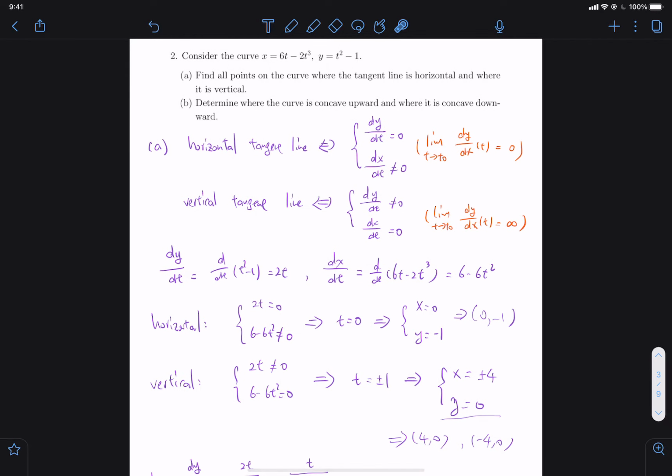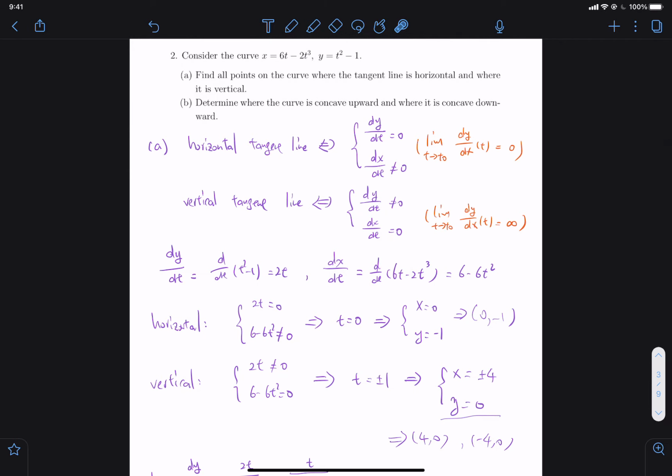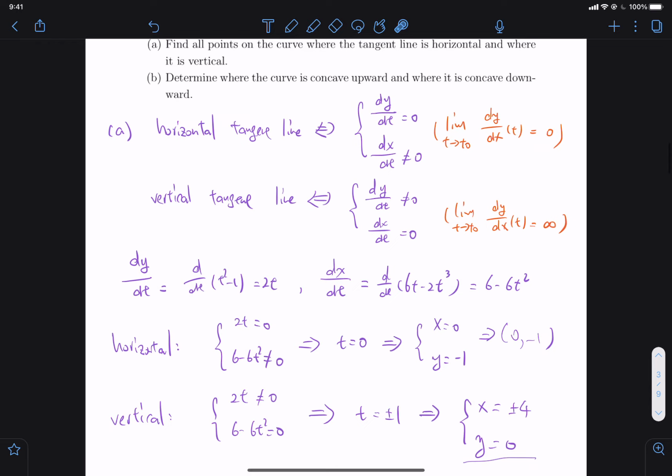Now take a look at question B. Determine where the curve is concave up and concave down, according to the value of t. We know very well from Math 1500 that we need to determine the sign of the second derivative to figure out where it is concave up and where it is concave down. So we're gonna take a look at the second derivative here.